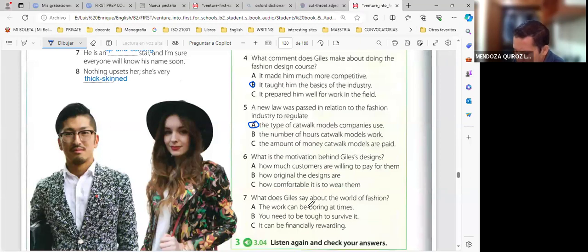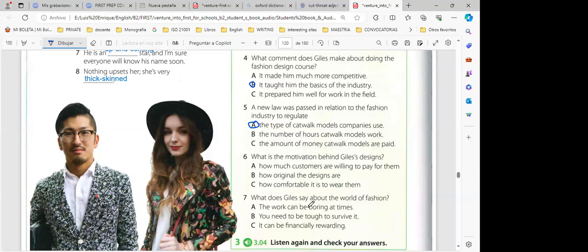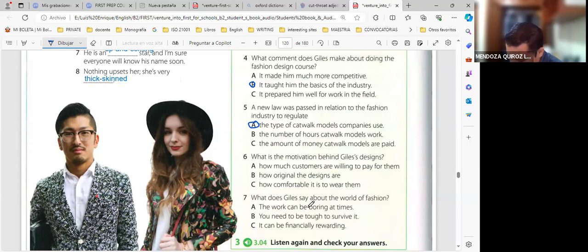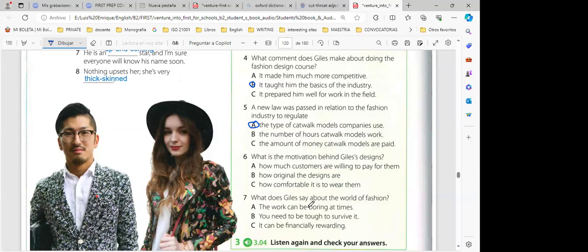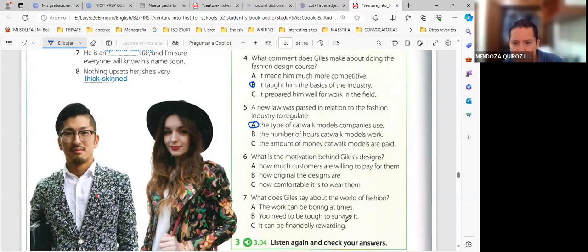Yeah, what about maybe Dalma? Letter A. Can you read, please? How much customers are willing to pay for them? What is the motivation behind Giles' designs?